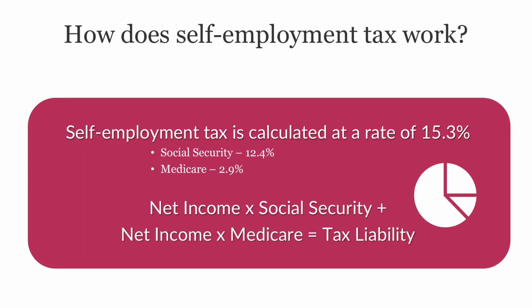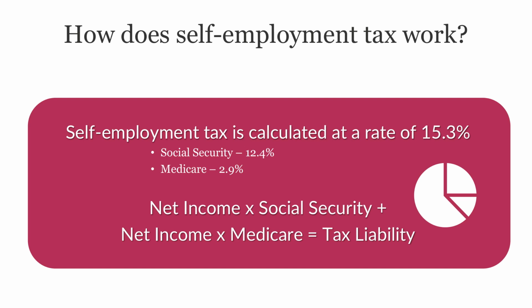Understanding how self-employment tax is calculated is crucial for child care business owners. Self-employment tax is calculated at a rate of 15.3% for tax year 2023. This comprises two components. The first is Social Security at 12.4%. The good news is that Social Security tax only applies to income up to a certain threshold, called the Social Security wage base limit, which is $160,200 in 2023. Income beyond this threshold is exempt from the Social Security portion.